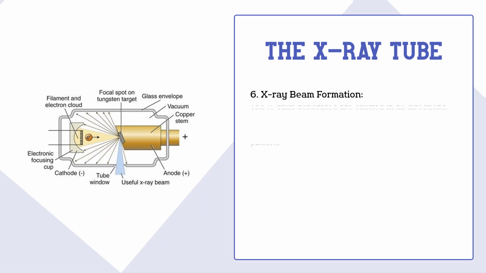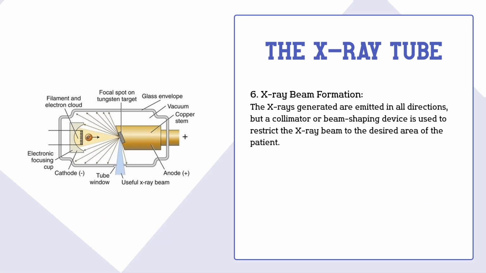The X-rays generated are emitted in all directions, but a collimator or beam shaping device is used to restrict the X-ray beam to the desired area of the patient.